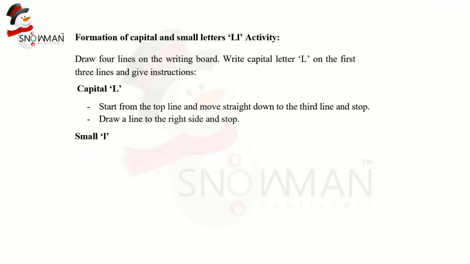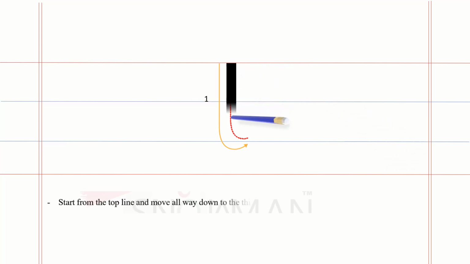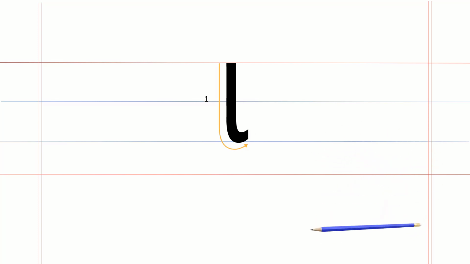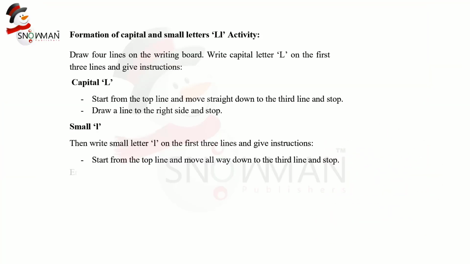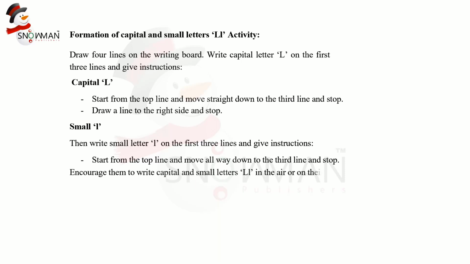Small L. Write small letter L on the first 3 lines and give instructions. Start from the top line and move all the way down to the 3rd line and stop. Encourage them to write capital and small letters L in the air, or on their desks, or on their hands with the help of index finger.